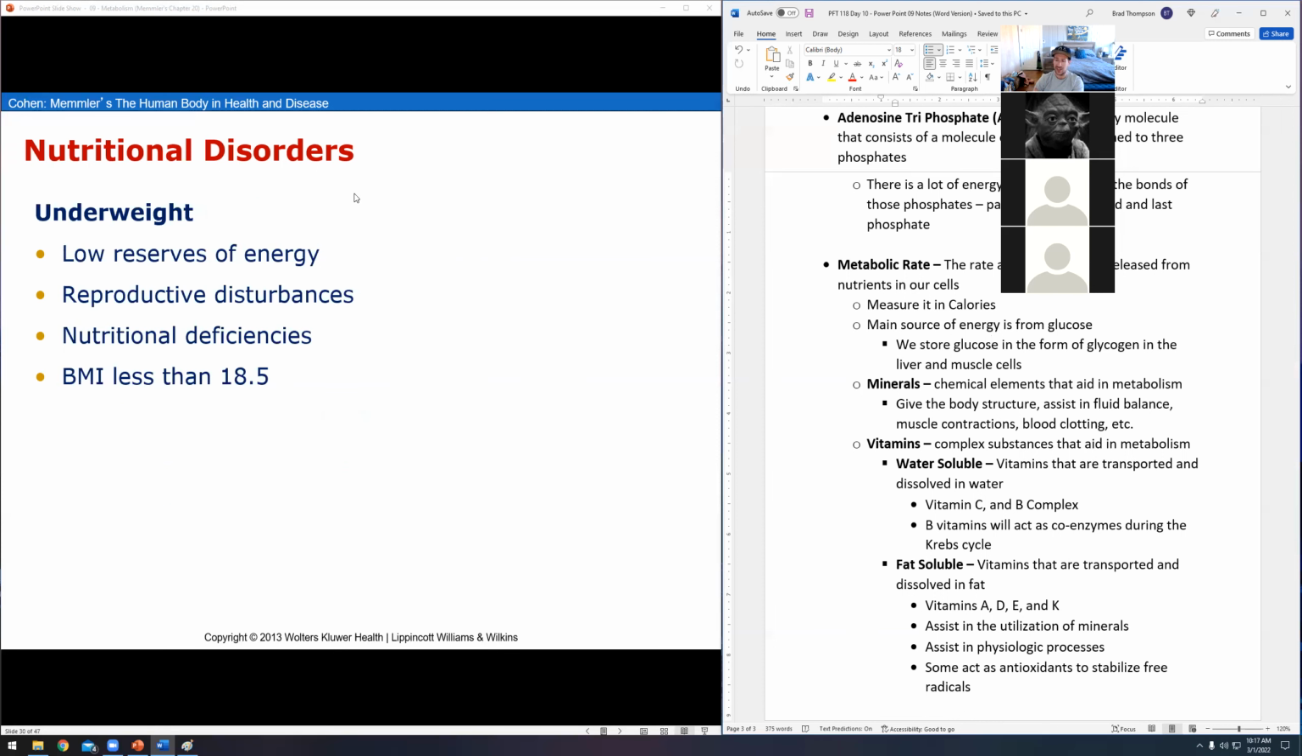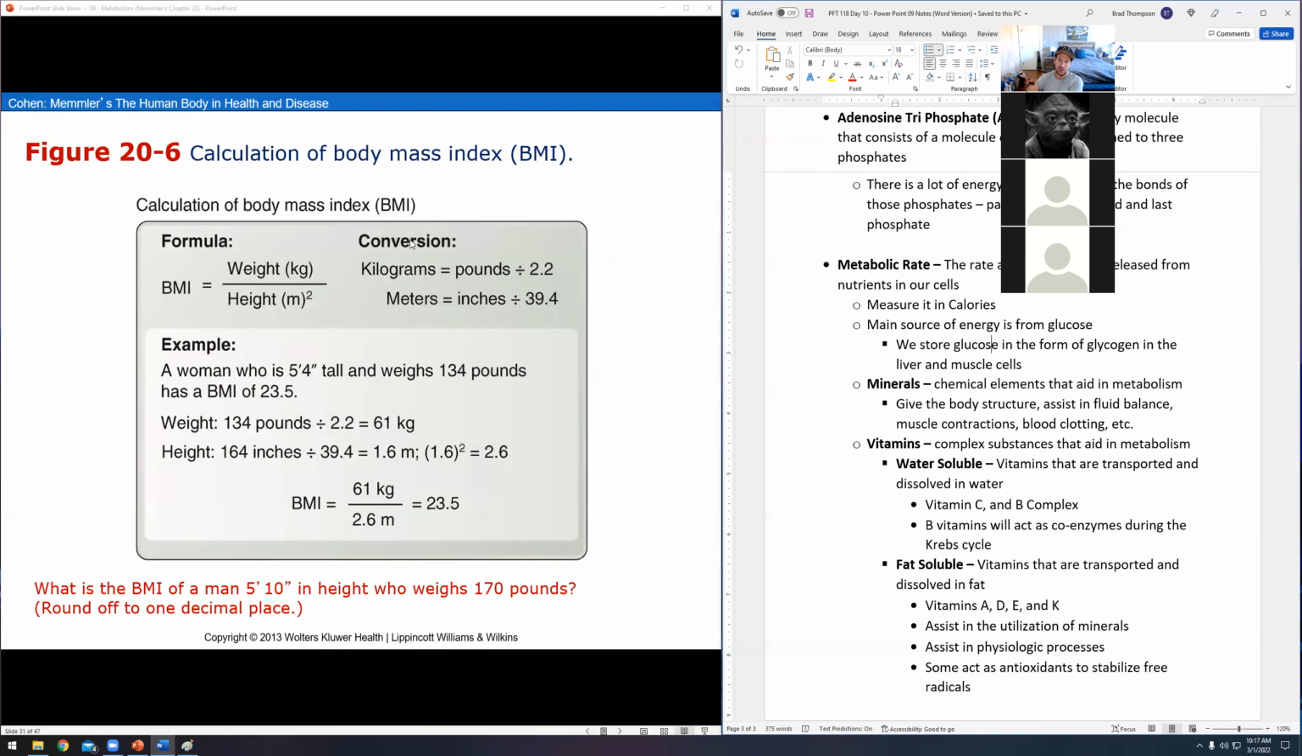Being underweight is just as, if not more, dangerous. And this is also going to have very negative side effects, right? Low reserves of energy, way less fat available on the body, which means your body will have a really hard time producing hormones, which can lead to reproductive disturbances and other nutritional deficiencies.